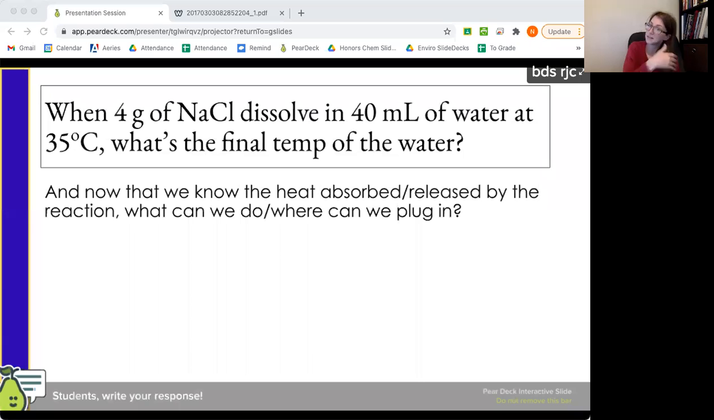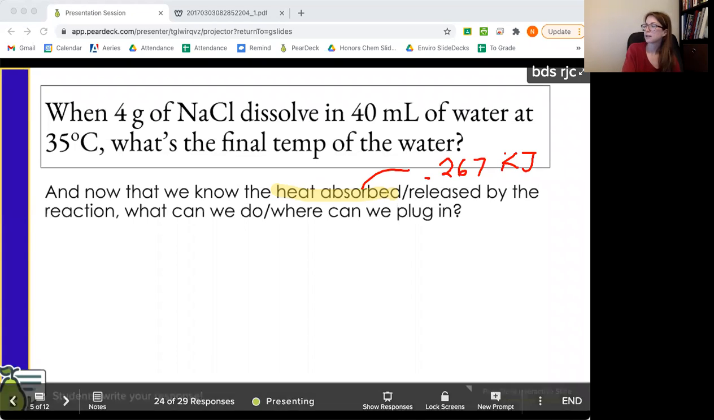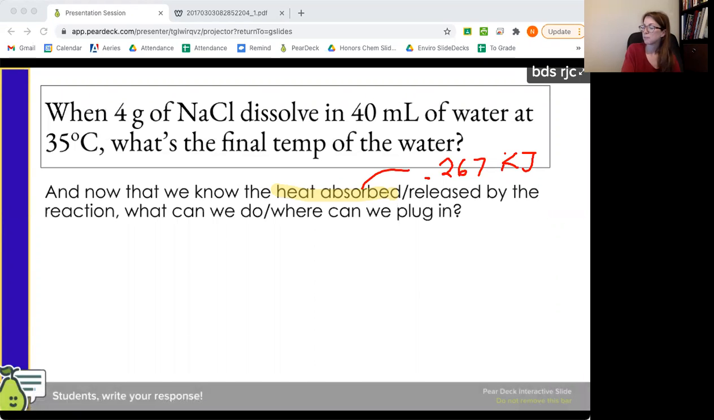Okay. Continuing on. Now that we know the heat absorbed or released by the reaction, in this case the heat absorbed by the reaction was 0.267 kilojoules. Go ahead and tell me, what can we do? Where can we plug it in? What could a potential next step be? Okay, good. Not everyone finished, but that's okay. I just need to move us along a little bit. But yes, now we know how much heat the water in this case is releasing. We can plug that heat into Q equals MCP delta T.